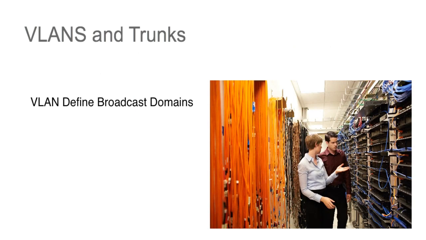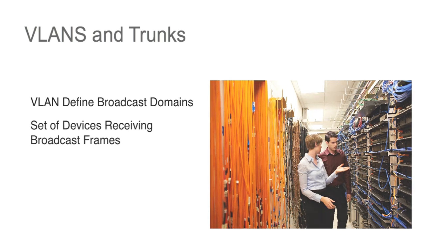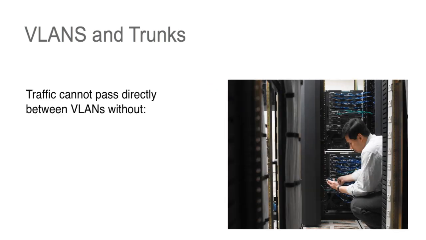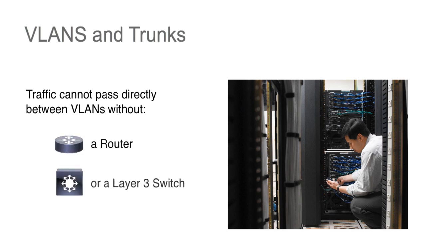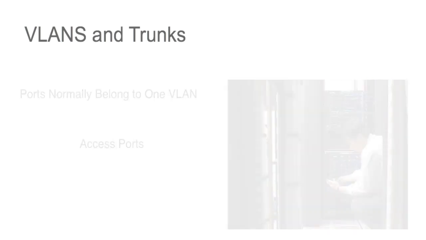VLANs define broadcast domains in a Layer 2 network, and a broadcast domain is the set of all devices that will receive broadcast frames originating from any device within the domain. Traffic can't pass directly from one VLAN to another, so to interconnect two VLANs, you need a router or a Layer 3 switch. Ports on a physical switch are typically configured to belong to a single VLAN, and these ports are commonly referred to as access ports.